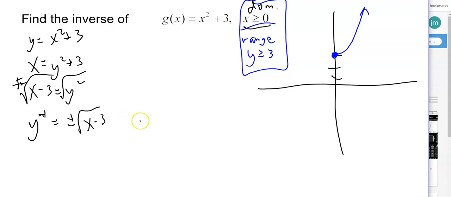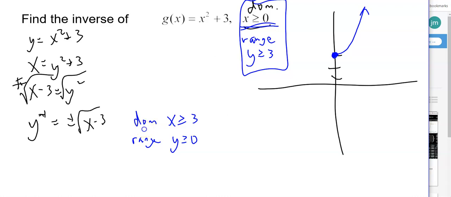So if you think about the domain and range of this function, the big idea of inverse is they're going to switch places, right? So the domain was x greater than or equal to 0. Now the range is y greater than or equal to 0. It's going to flip. The range was y greater than or equal to 3. Now the x value is x greater than or equal to 3.